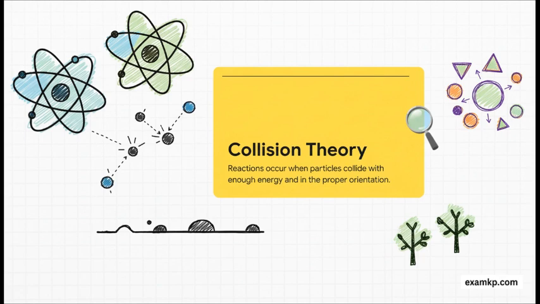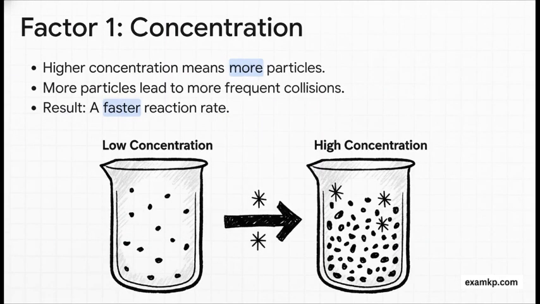So, if successful collisions are what we need, how do we get more of them? The first and easiest way is to increase the concentration. Just think about it. A crowded room versus an empty one. When you pack more particles into the same space, they're just going to bump into each other way more often. More collisions mean more chances for a successful one, and boom, a faster reaction.